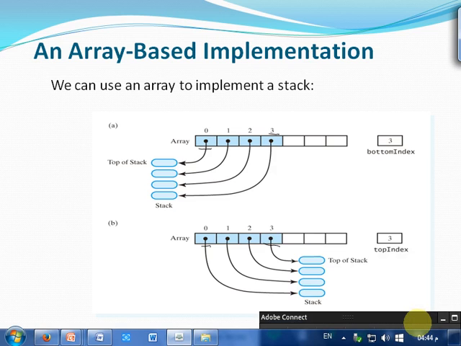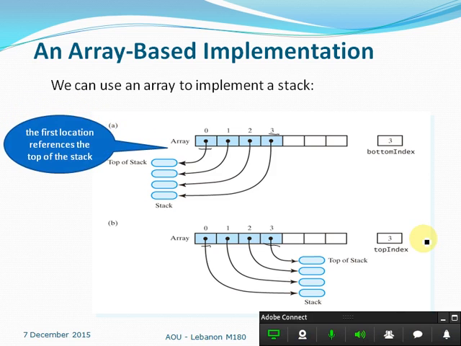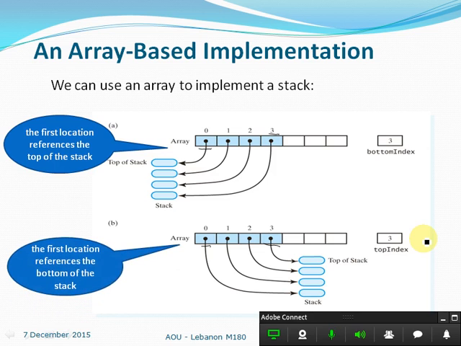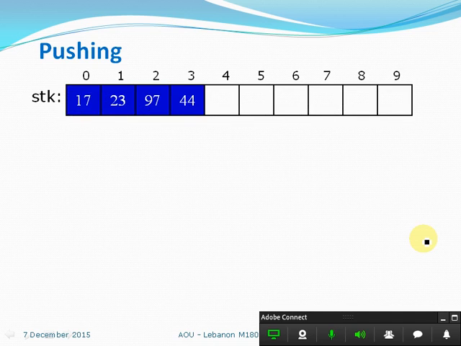So here we need to keep track of the number of elements or the count, and we need to keep track of the top of the stack. Now here in A, the first location is the top of the stack, whereas in B they refer to the first location as the bottom of the stack. So either way we can do it. Now let us take this one. Consider this as an array implementation of a stack.